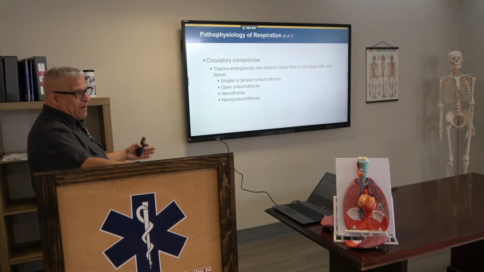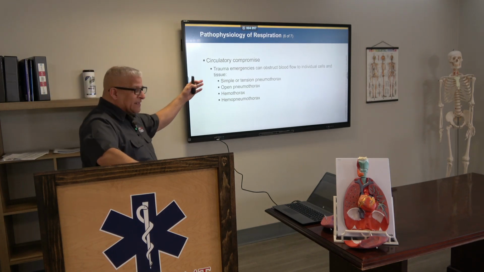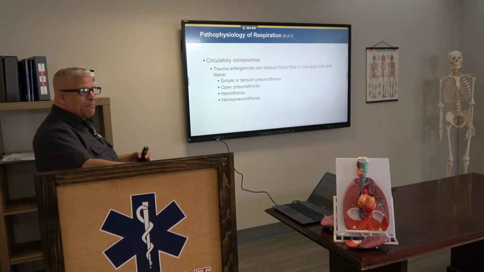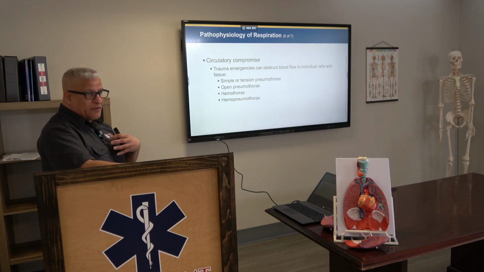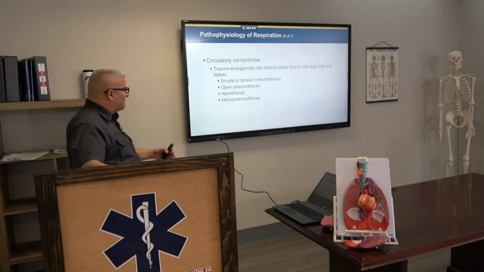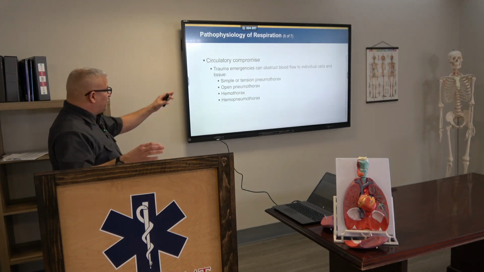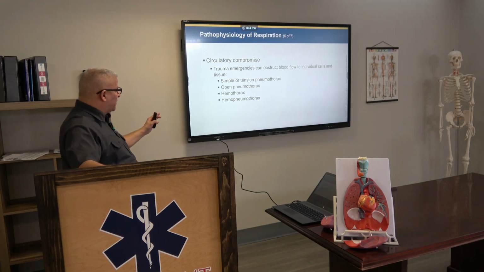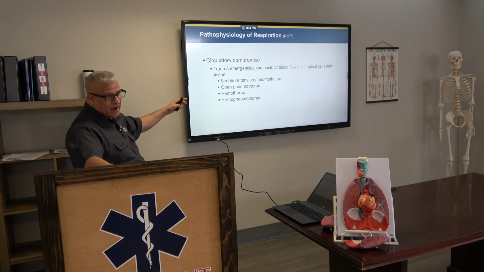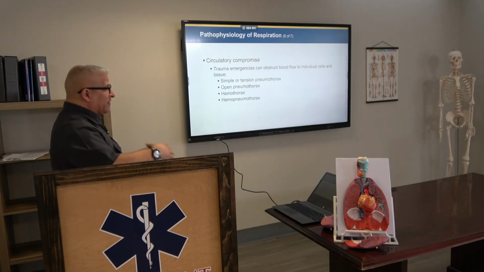A hemothorax, where pneumo is air, hemo is blood. So when we have hemothorax, that's a buildup of blood in the thoracic cavity, which is putting pressure within the thoracic cavity, which is going to interfere with our ability to breathe. Then we have a hemopneumothorax. Big word, but all we have to do is take the pneumo and the hemo and put it together. So hemo is blood, pneumo is air, so that's blood and air within the thoracic cavity, which is your chest.